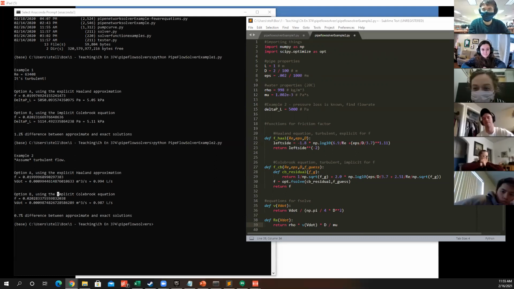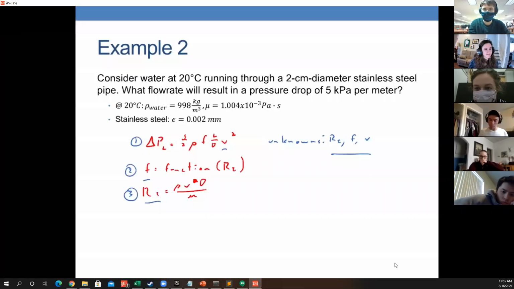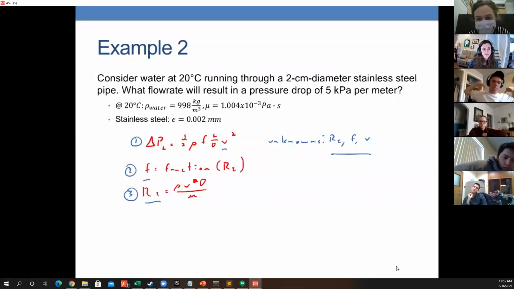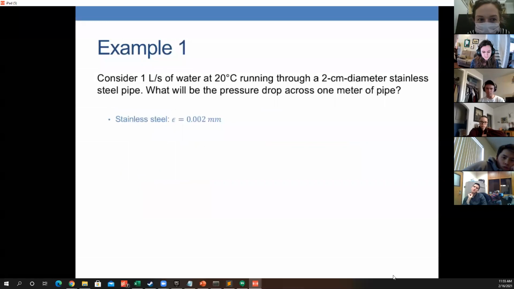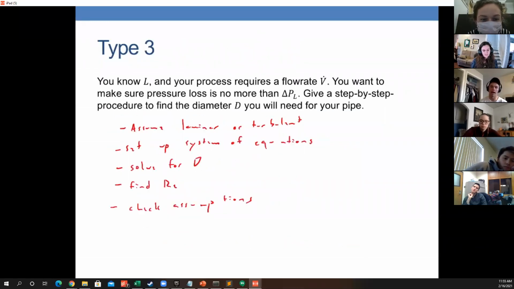Hey, Dr. Nickerson. Yes. Can we go back to the slide real fast of type 3 of how to solve? And maybe I can take a screenshot. Sorry, type 3 of how to solve the equation. Oh, this one. Sweet. Thank you. One second. Okay, got it. Thanks. All right.